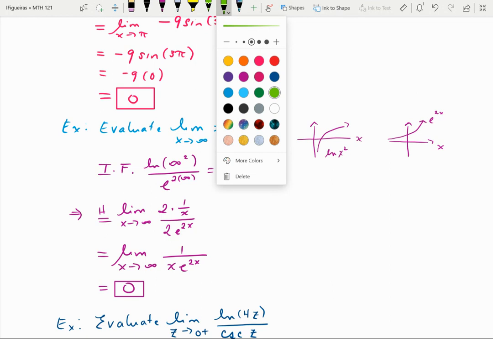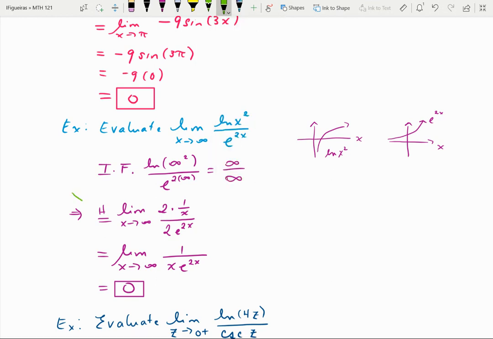Okay, make it green. So here I'm applying L'Hopital's rule, and I take the limit as x approaches infinity. The derivative of the numerator is 2 times 1 over x. You can get to this derivative by using the chain rule on ln of x squared, or remember that ln of x squared is the same as 2 ln of x. So when you take the derivative of 2 ln of x, that's just 2 times the derivative of ln of x, so it's 2 times 1 over x.